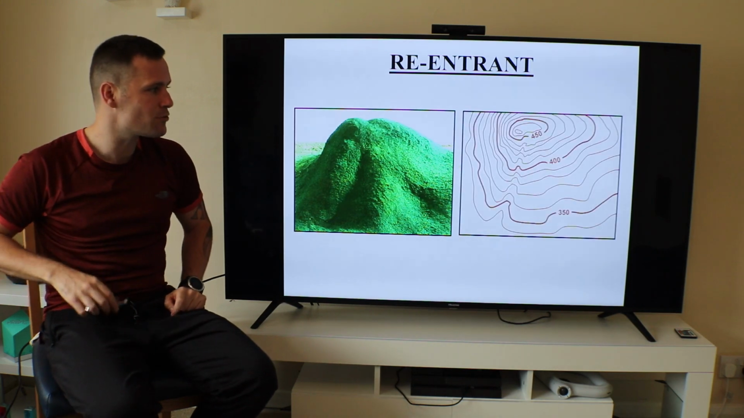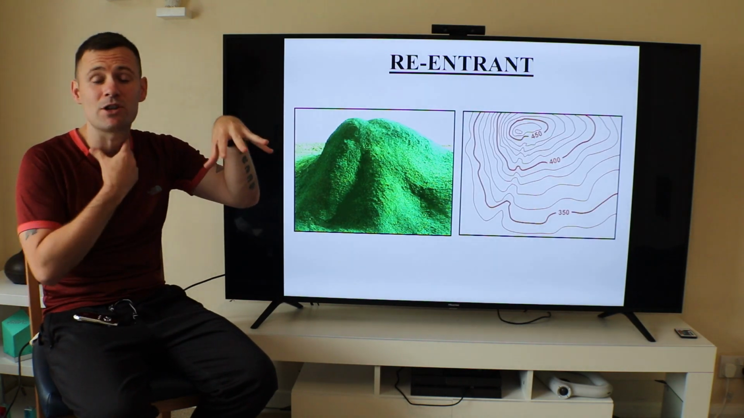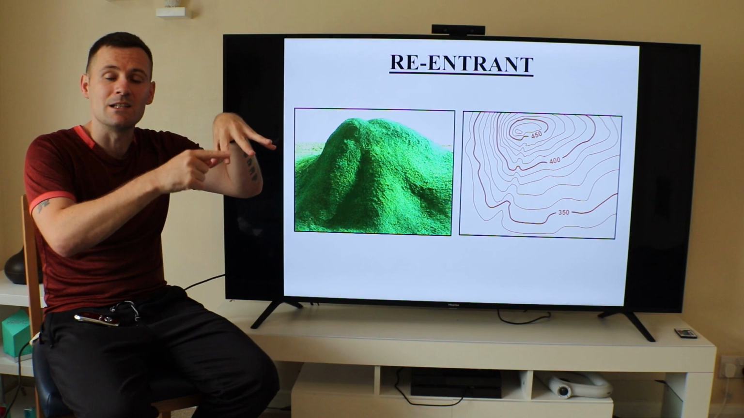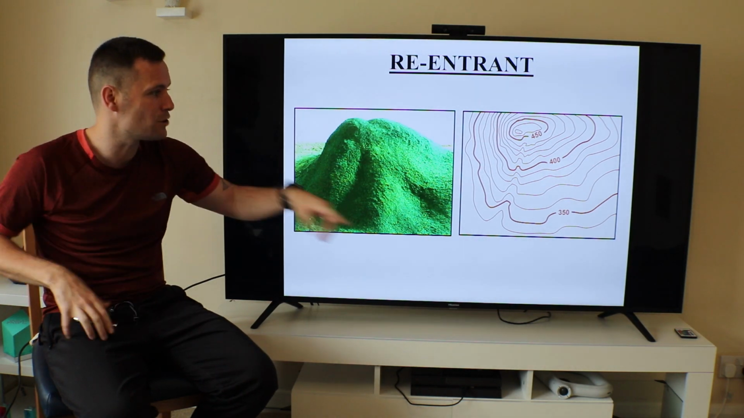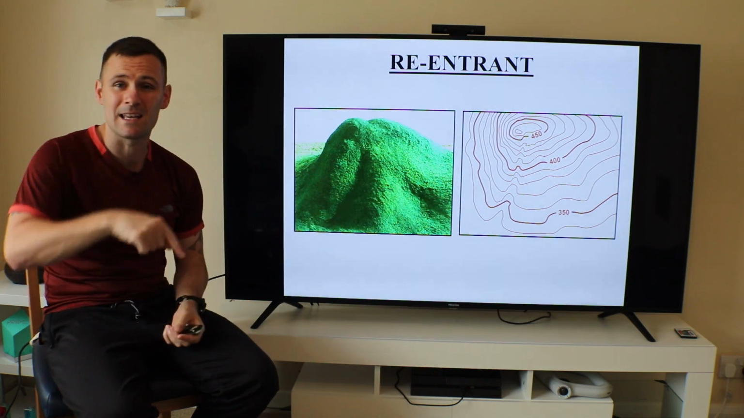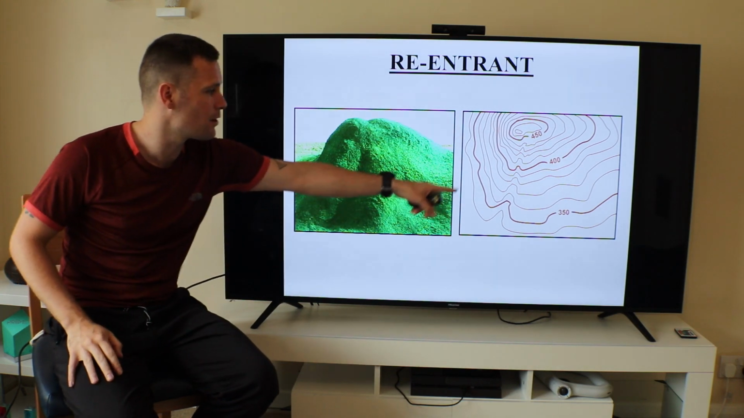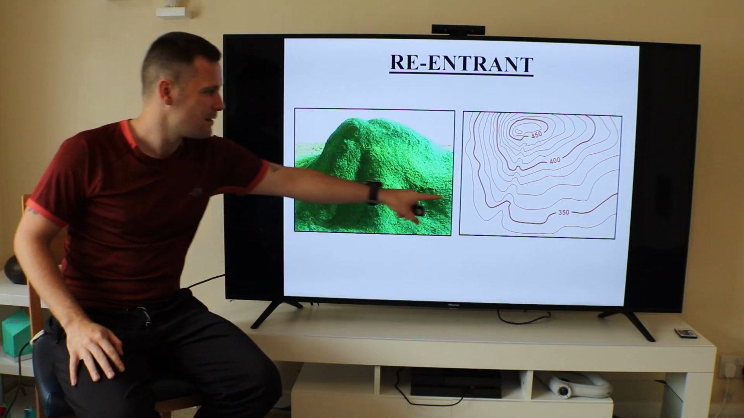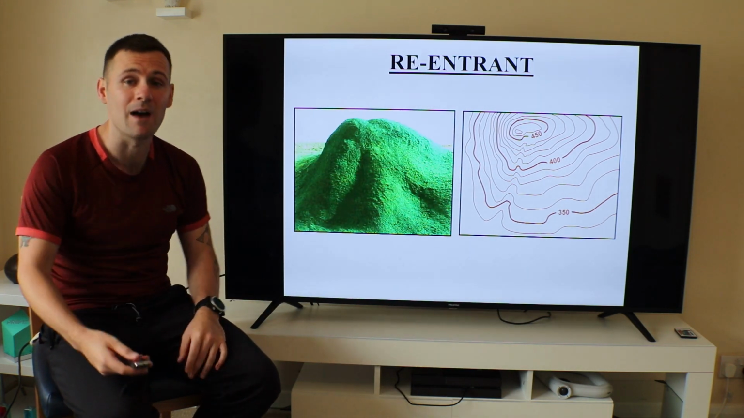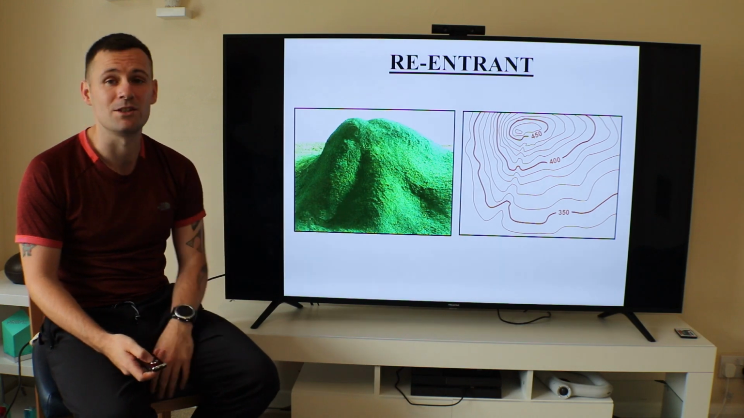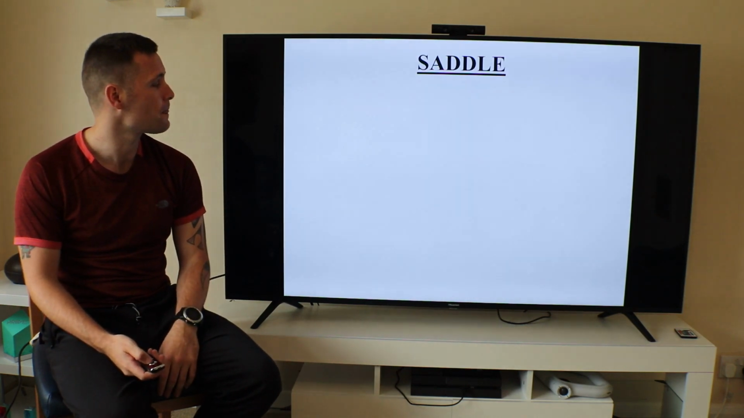So re-entrants, all re-entrants are right. Imagine your hands again as a spur. Your spurs are your little fingers, the re-entrants are the gaps in between. Sometimes you get little streams running up them, and all they are is a kink in the contour, like that. As you can see there, that's a re-entrant. Like I said, you might find a stream in there, so if you are surviving, you need to find some water. Potentially you're going to get some water in the re-entrant.